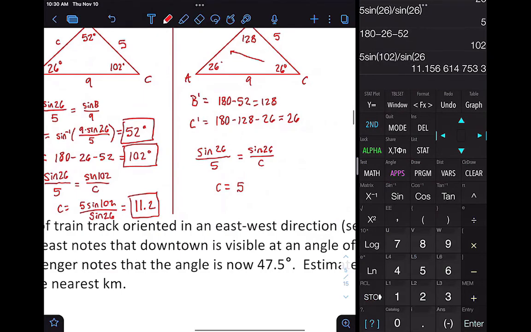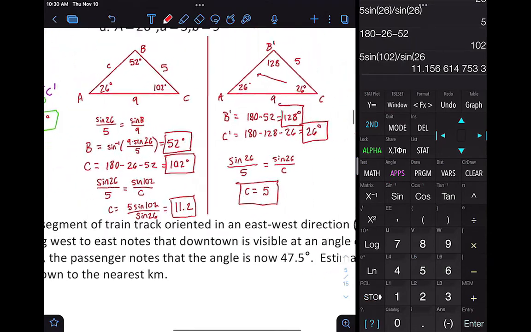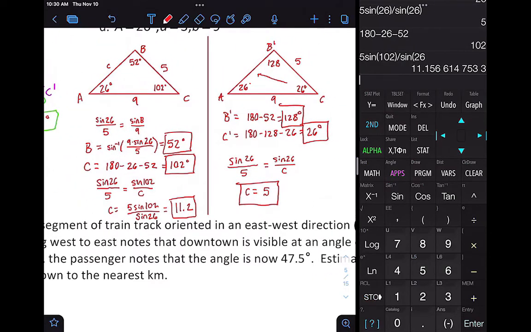Okay, so you should have 6 total things here. You should have 2 angles and then a side for each of those, and that'll be it there. Let me zoom out and make sure you get all that. So that's another 2-case triangle right there.